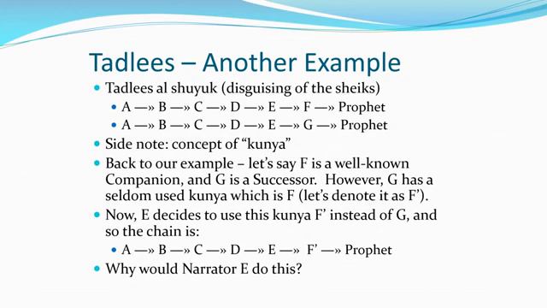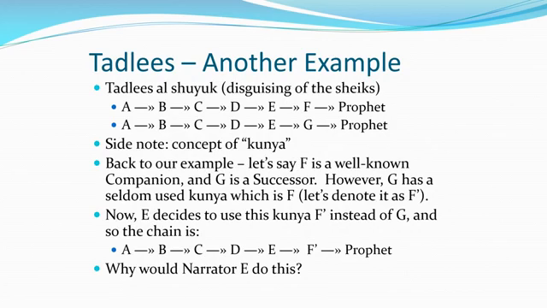So now another example of tadlis is known as tadlis al-shuyukh, disguising the sheikhs. This is a little bit complicated, but again, that's why we've put this stuff in the supplementary section. This is for those of you who want this level of extra detail.